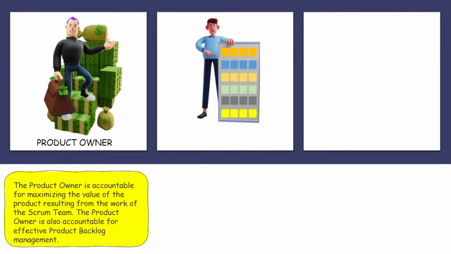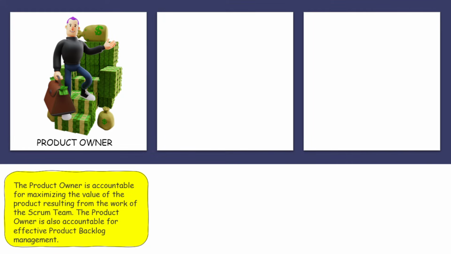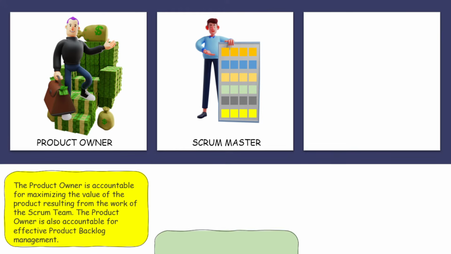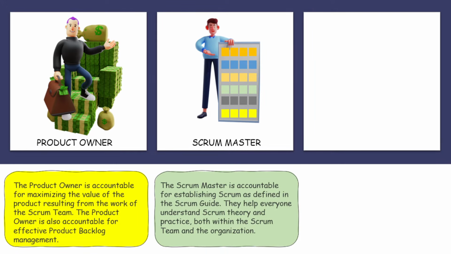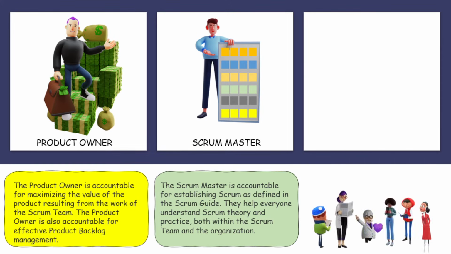In Scrum, the product owner's role is to maximize the value of the product resulting from the work of the Scrum team. The product owner is also accountable for effective backlog management. Then we have the Scrum Master. The Scrum Master is accountable for establishing Scrum as defined in the Scrum Guide. They help everyone understand Scrum theory and practice, both within the Scrum team and the organization.